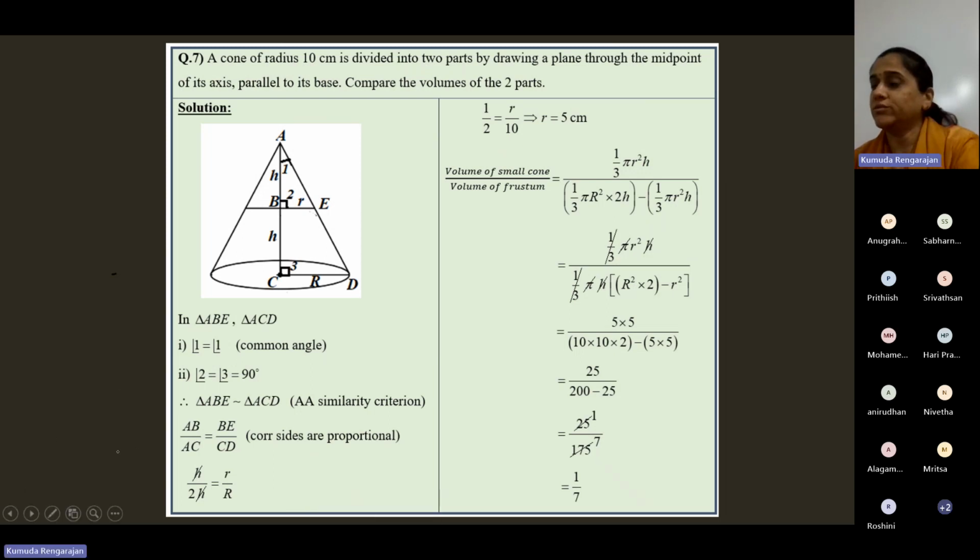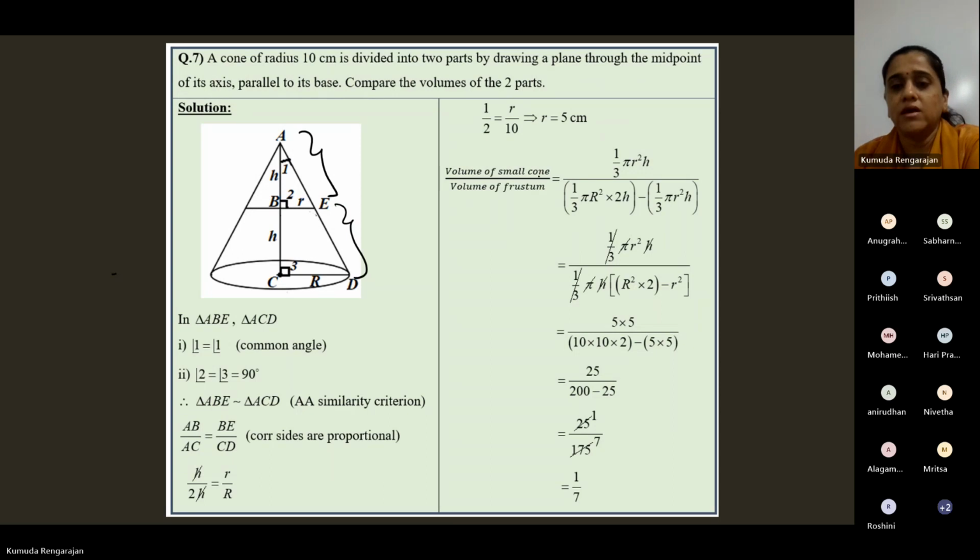So to compare the volumes of the two parts, it is the volume of the small cone by the volume of the frustum. What will be the volume of the small cone? 1/3 pi r square h, small r square, small h. And the volume of the frustum is the volume of the whole cone minus the volume of the small cone.